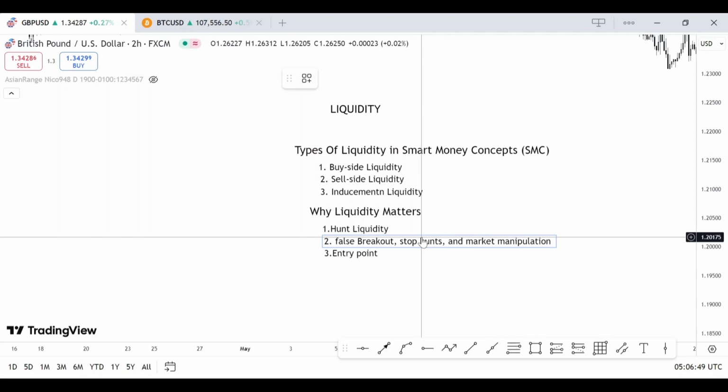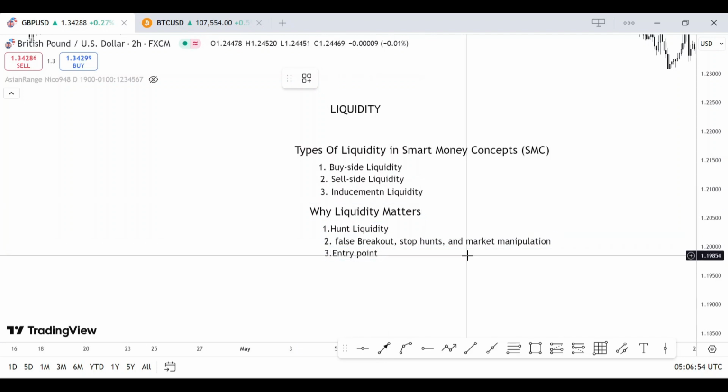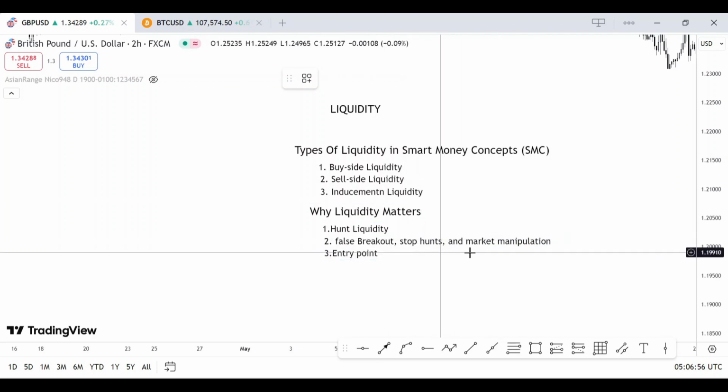That's how smart money enters the market. They hunt liquidity. Number 2: false breakout, stop hunt, and market manipulation.